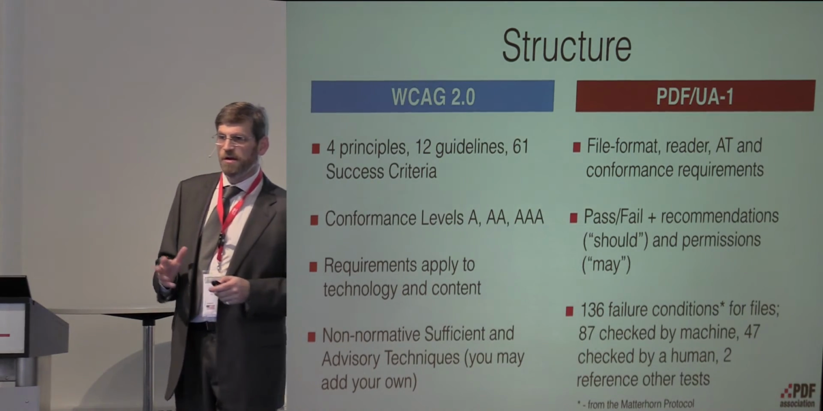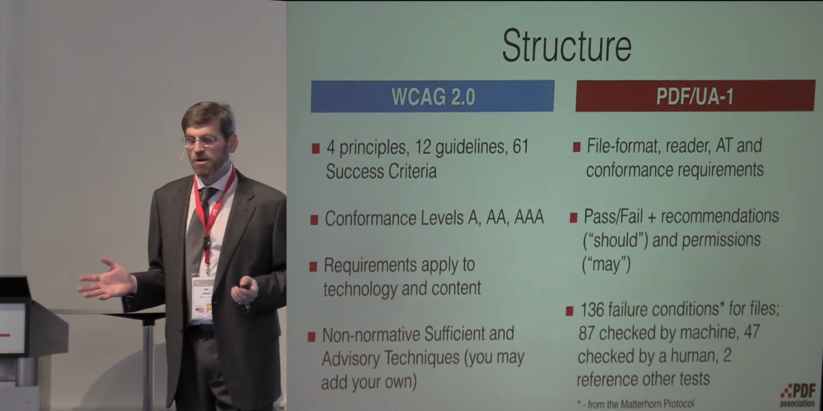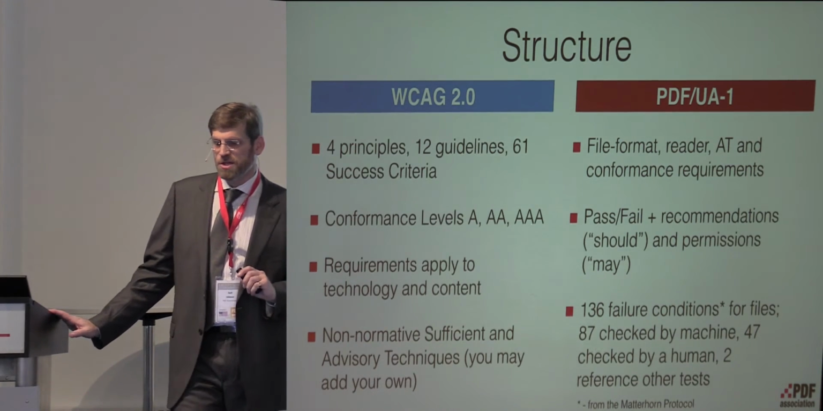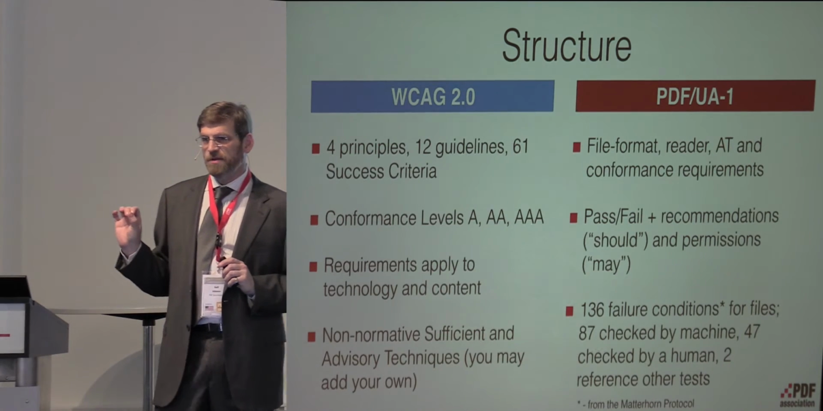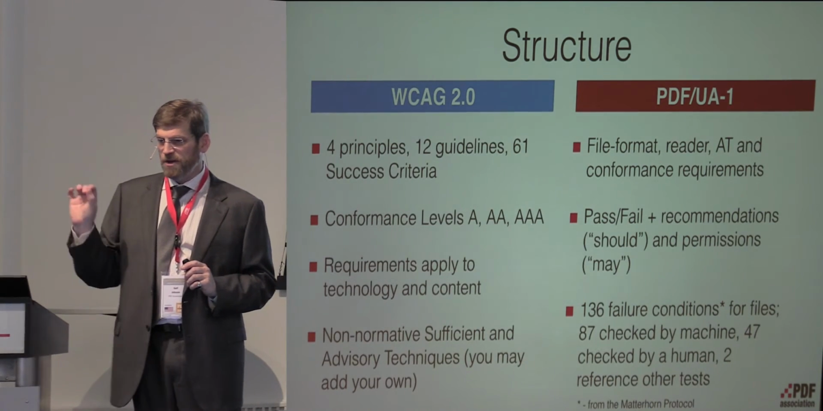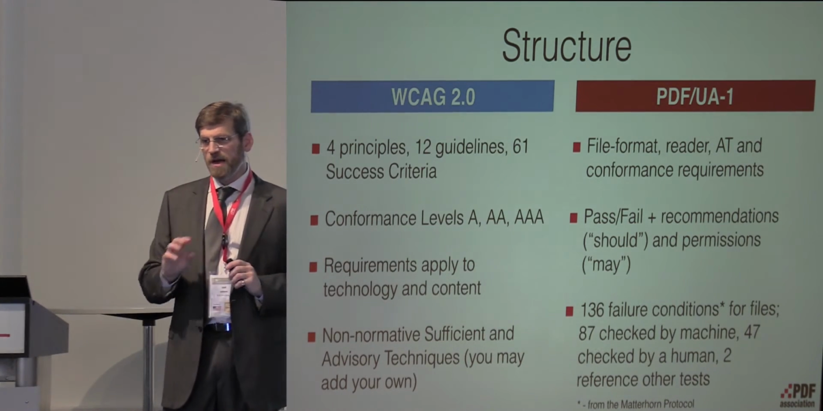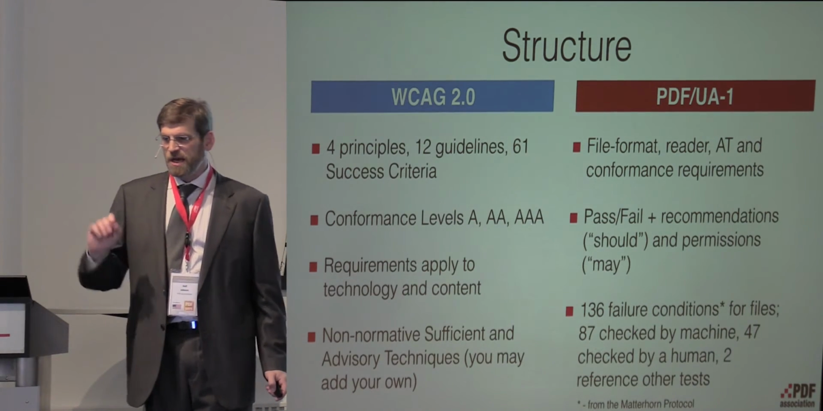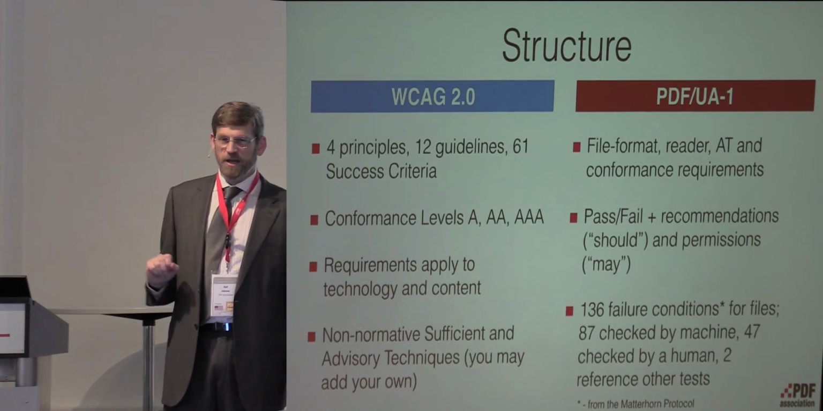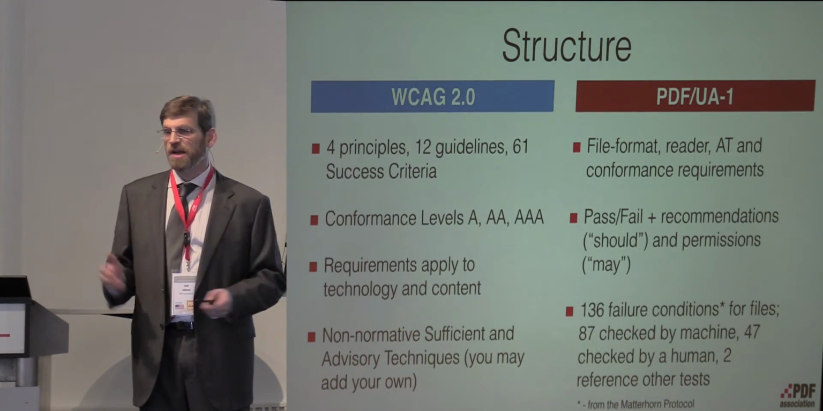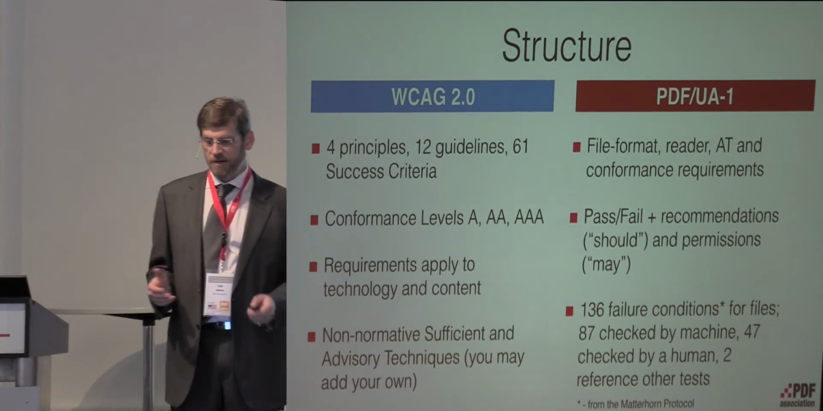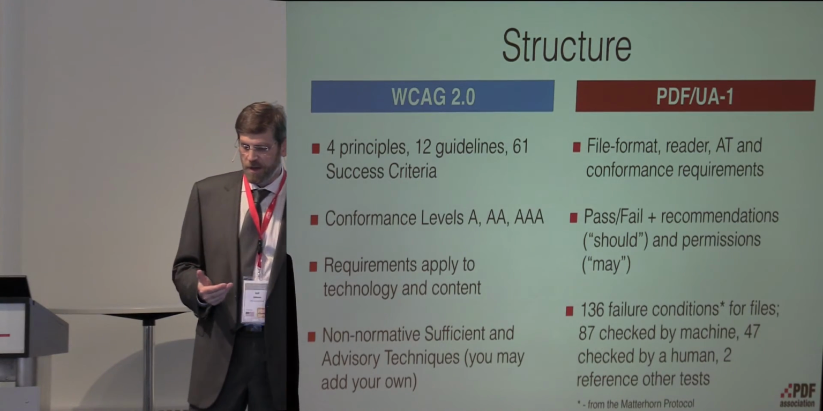We discovered that when you take apart PDF/UA, there are 136 specific failure conditions, which is to say individual spots in the document where you could examine that PDF/UA, that document that claims to be accessible, and say, in fact, we notice that it fails this particular condition, and therefore it's not entitled to a PDF/UA flag, a PDF/UA conformance claim.